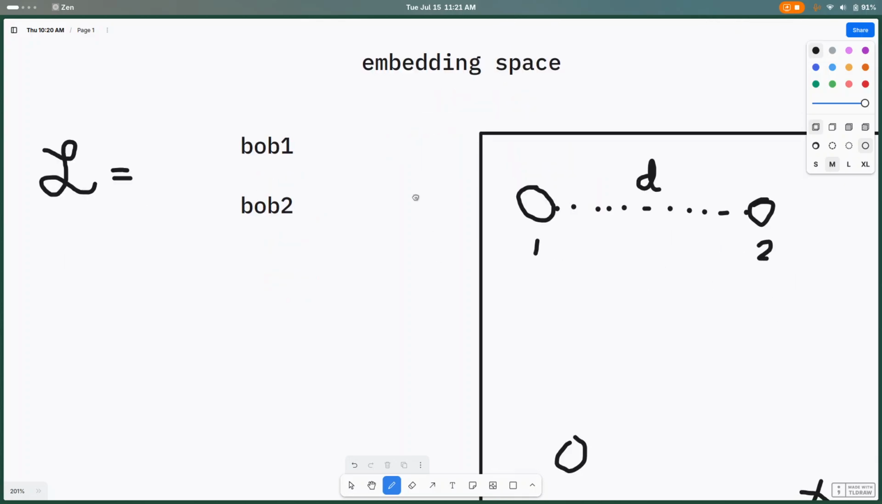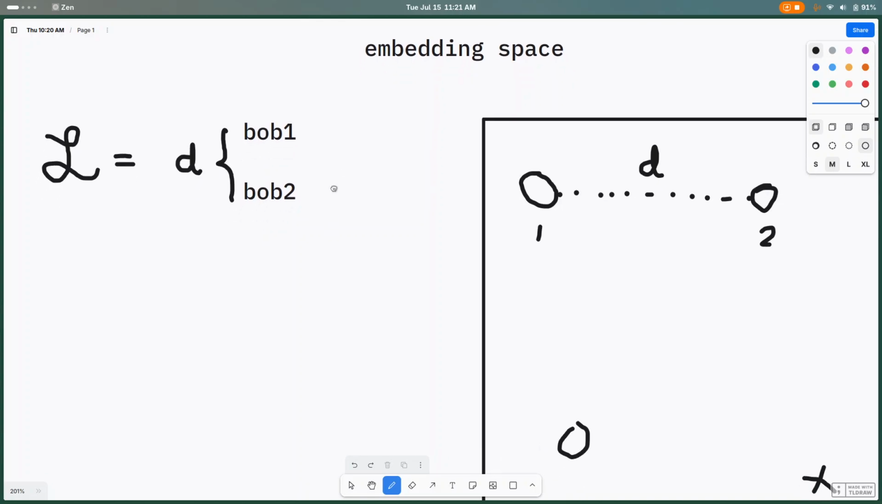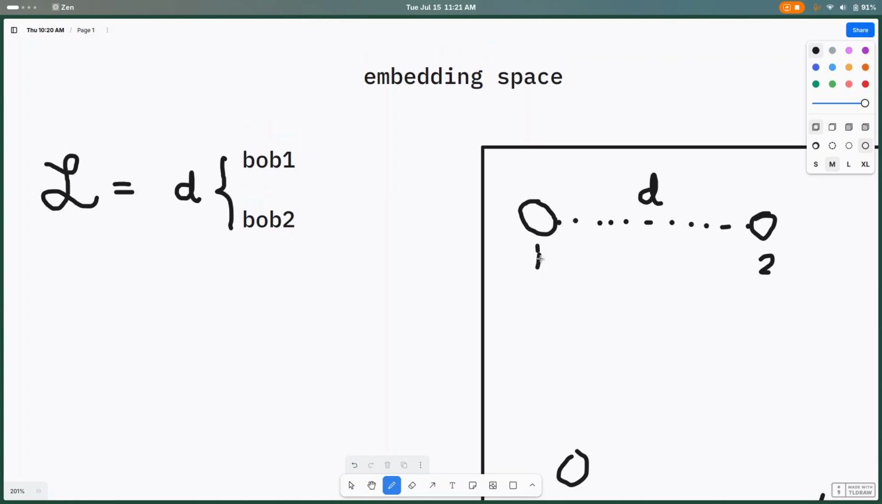So yeah, the distance between these two needs to be as small as possible. That means if it is large, the loss is also larger. So the loss is proportional to the positive distance between Bob 1 and Bob 2. Now, this is only training on the same face. It just looks at face number 1 and face number 2 and tries to enforce that these two faces are close.